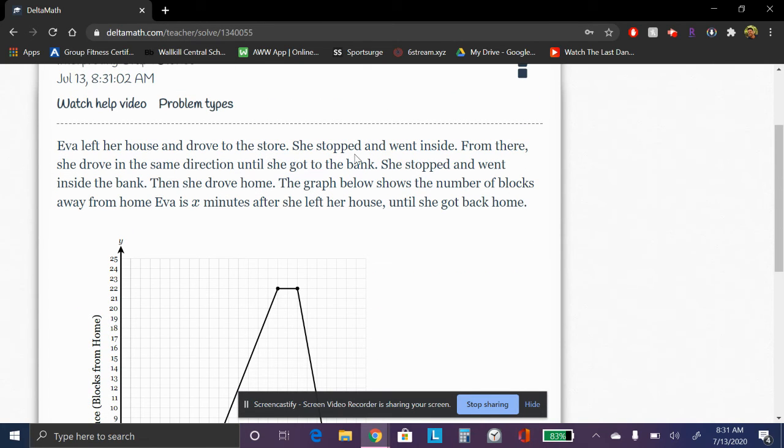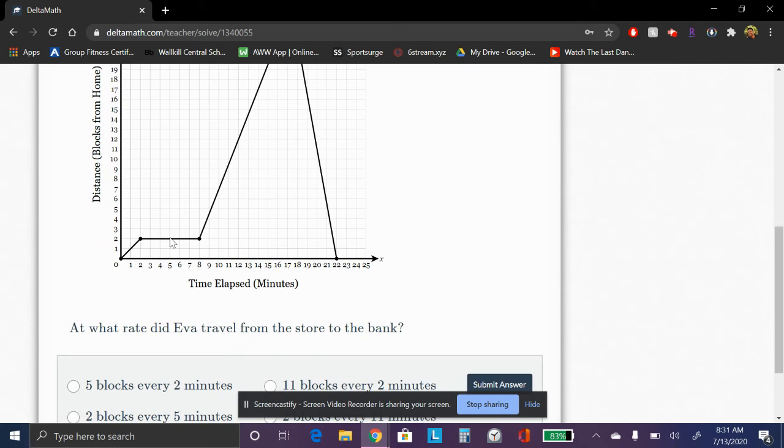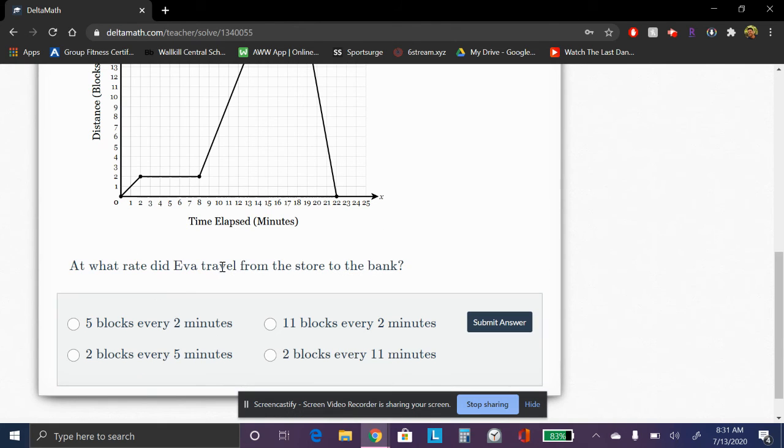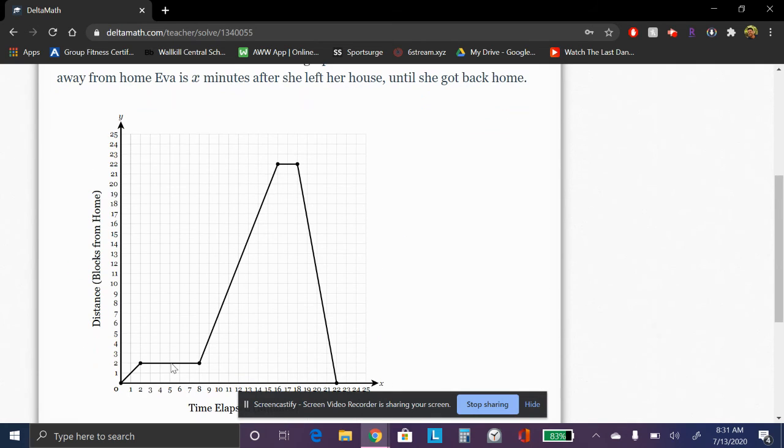Eva left her house, drove to the store, stopped, went inside. Then she went in the same direction until she got to a bank, stopped and went inside the bank, and then she drove home. And so again, another scenario representing the blocks away from home. At what rate did Eva travel from the store to the bank? So she went to the store first. This is where she went to the store. This is where she went to the bank. So at what rate did she go from here to here?